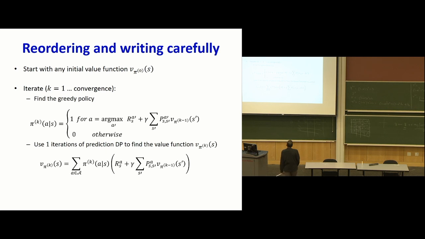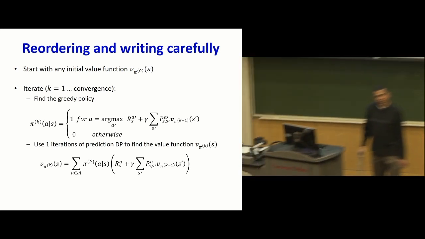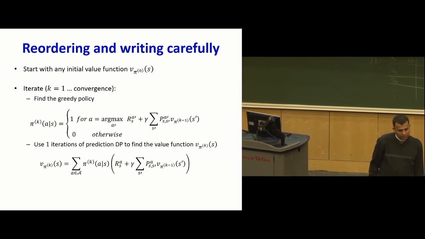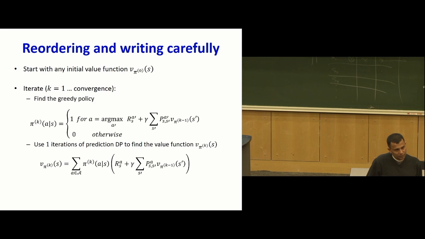Now, observe something over here. I can collapse these two equations. I can collapse these two steps. How would I collapse these two steps? Anyone? I don't need to explicitly compute a policy, do I?